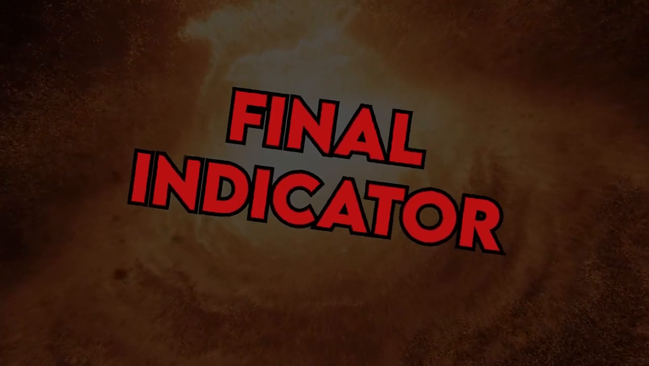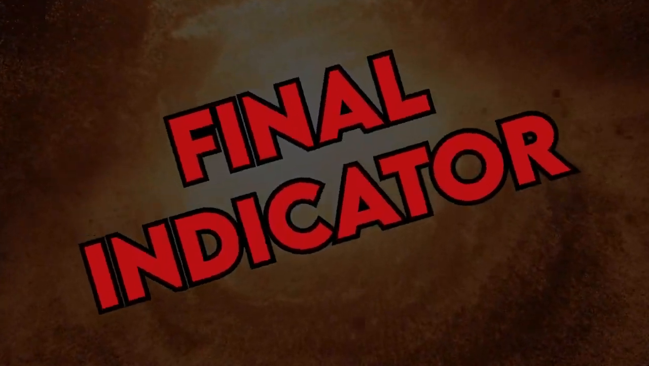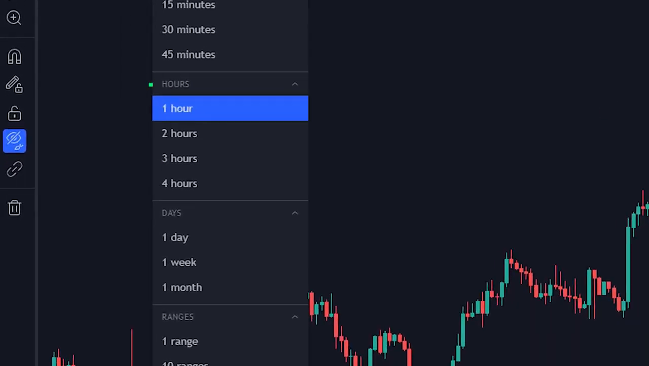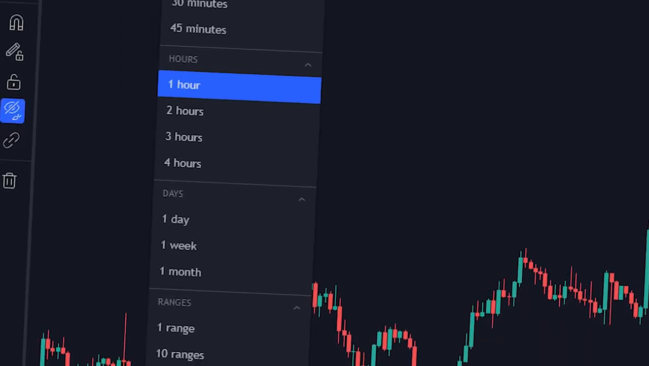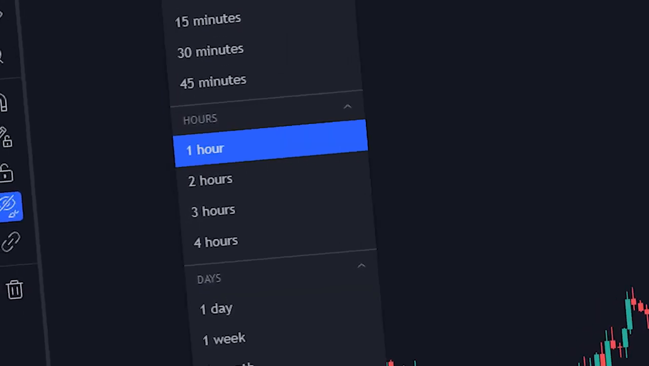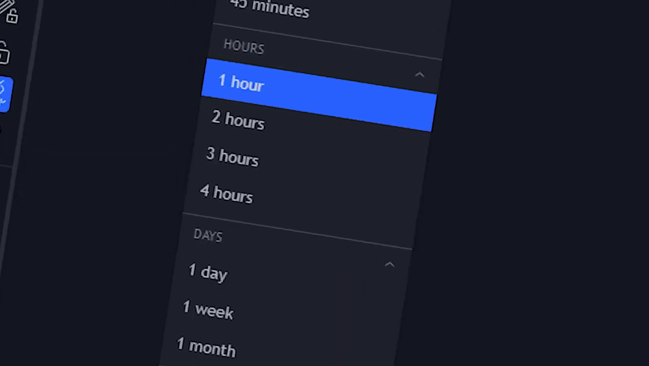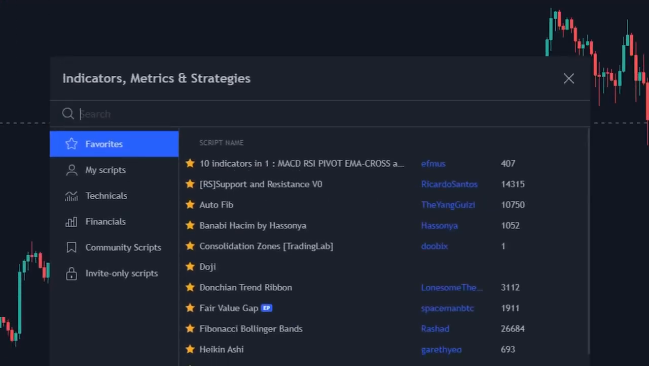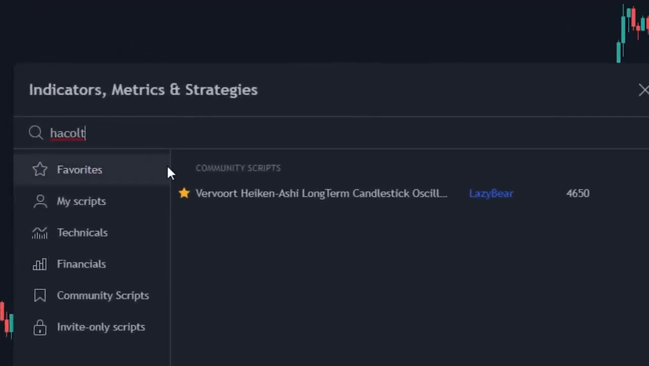Now it's time for the 4th and final indicator. This last and final indicator works wonders for long-term trades. When I say long-term, I mean a trade that is on the 1 hour time frame or higher. Just like the other indicators, the higher the time frame, the more accurate this indicator will be. Go to the Indicators tab and type in HACOLT. Yeah, this one right here.